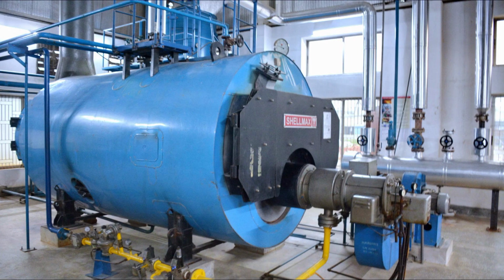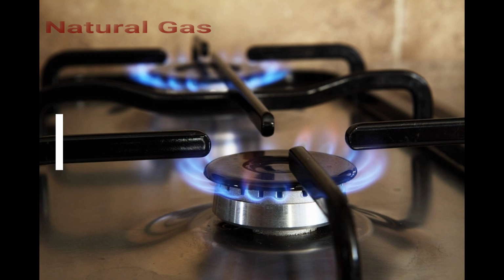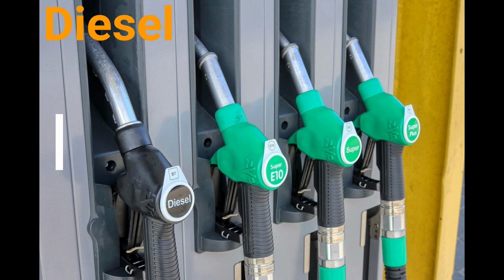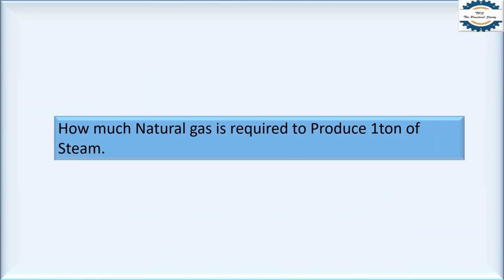When we need to produce steam, our boiler needs fuel, and this fuel can be either natural gas, coal, diesel, or any other type of fuel. Today we move to a practical study to know how much natural gas is required to produce 1 ton of steam.